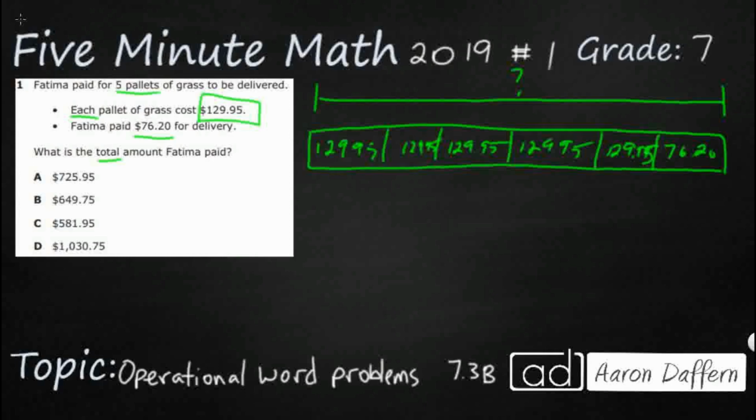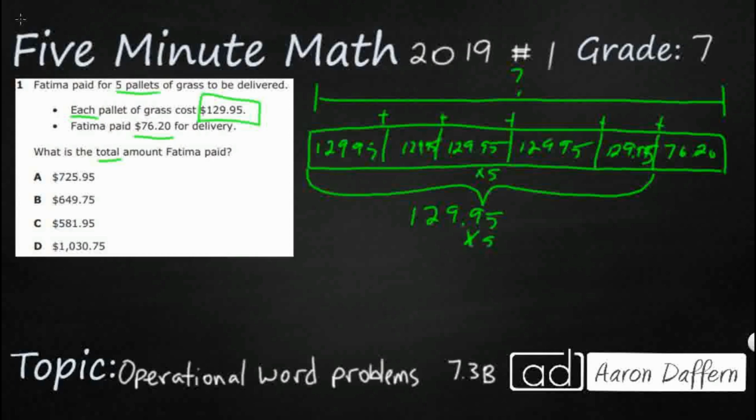If I wanted to, I can add. I mean, you really can if you really want to. You can just make a really long vertical addition, but that's a lot to add. I'm just going to do it in 2 chunks. So let's just do this. Let me just do my $129.95. There's 5 of them. So let me just multiply that by 5.